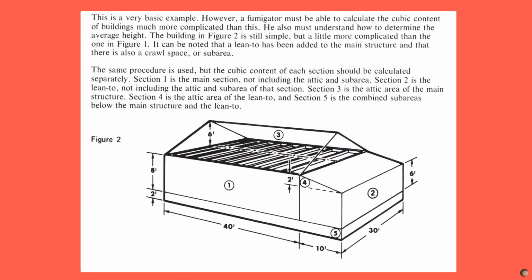The building in Figure 2 is still simple, but a little more complicated than the one in Figure 1. It can be noted that a lean-to has been added to the main structure and that there is also a crawl space or sub-area. The same procedure is used, but the cubic content of each section should be calculated separately. Section 1 is the main section, not including the attic and sub-area. Section 2 is the lean-to, not including the attic and sub-area of that section. Section 3 is the attic of the main structure. Section 4 is the attic area of the lean-to, and Section 5 is the combined sub-areas below the main structure and the lean-to.